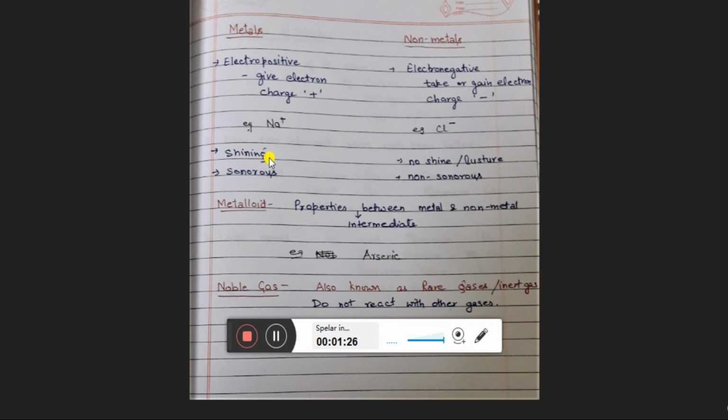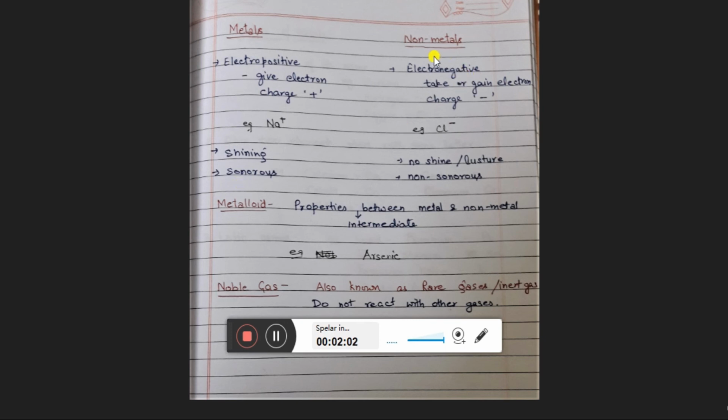And other properties are what? They are shining. Metals shine, just like you see gold, silver, iron. These are all metals and they shine. Then sonorous. Sonorous means when they are beaten, they produce a sound. If you remember your school bell, when it is hit, it produces sound. So altogether metals are electropositive, shining, and sonorous. Apart from that, there are many other properties also, which you will study in detail in the next class.